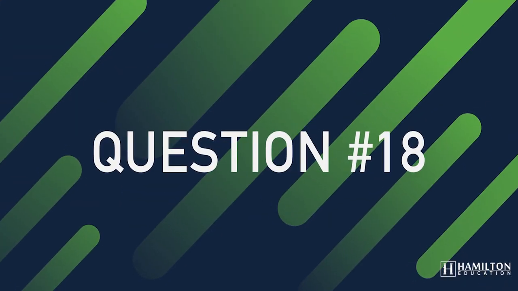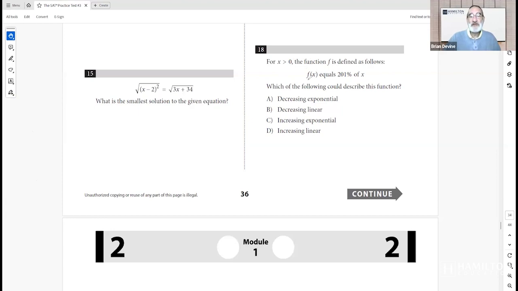Question 18. For x greater than 0, so x is positive, the function f is defined as follows. F of x equals 201% of x. Well, if I wrote that in symbols, I get f of x equals 2.01x, which is linear, and the slope is positive. So it's an increasing linear relationship. And D is your answer.